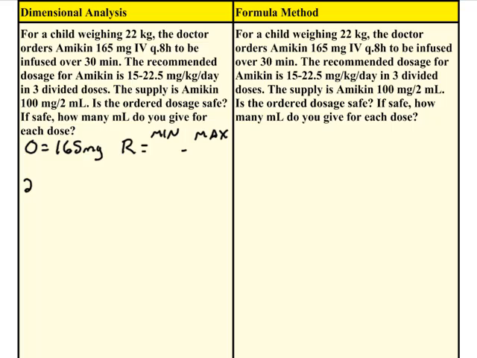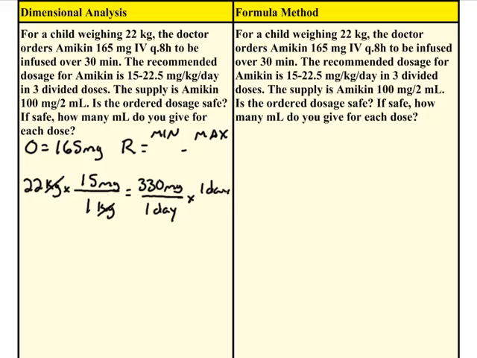We have a child who weighs 22 kilograms. We can see from the recommended dosage that we're allotted to give 15 milligrams for each kilogram the patient weighs. We can do this calculation and we discover we're allowed to give 330 milligrams per 1 day. However, this is a daily recommended dosage, and as we can see from the problem, we need to divide this into 3 doses per day.